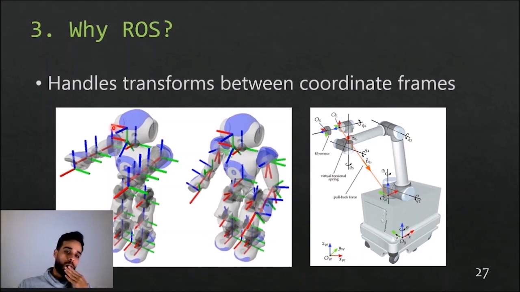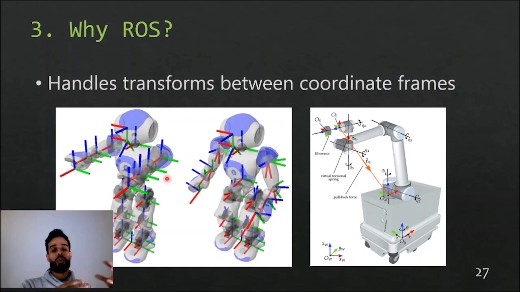And also ROS handles the transforms. You see all these joints here. Every time this arm is moving, we need to recalculate every frame for every joint. Every joint has a position, and once you move the arm of the robot, you have to recalculate the position of every finger, every hand, every joint, because everything is moving together. But ROS will take care of this calculation.